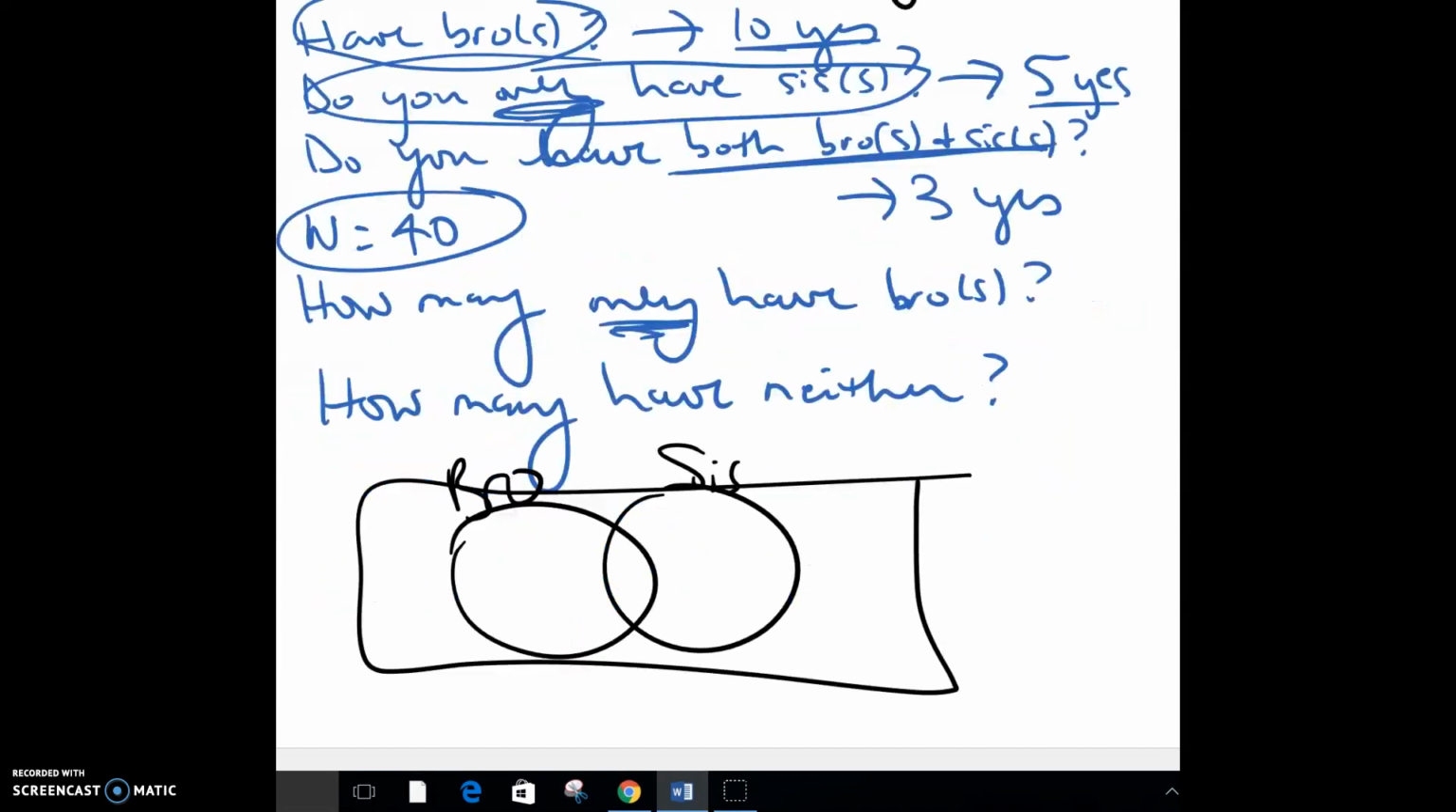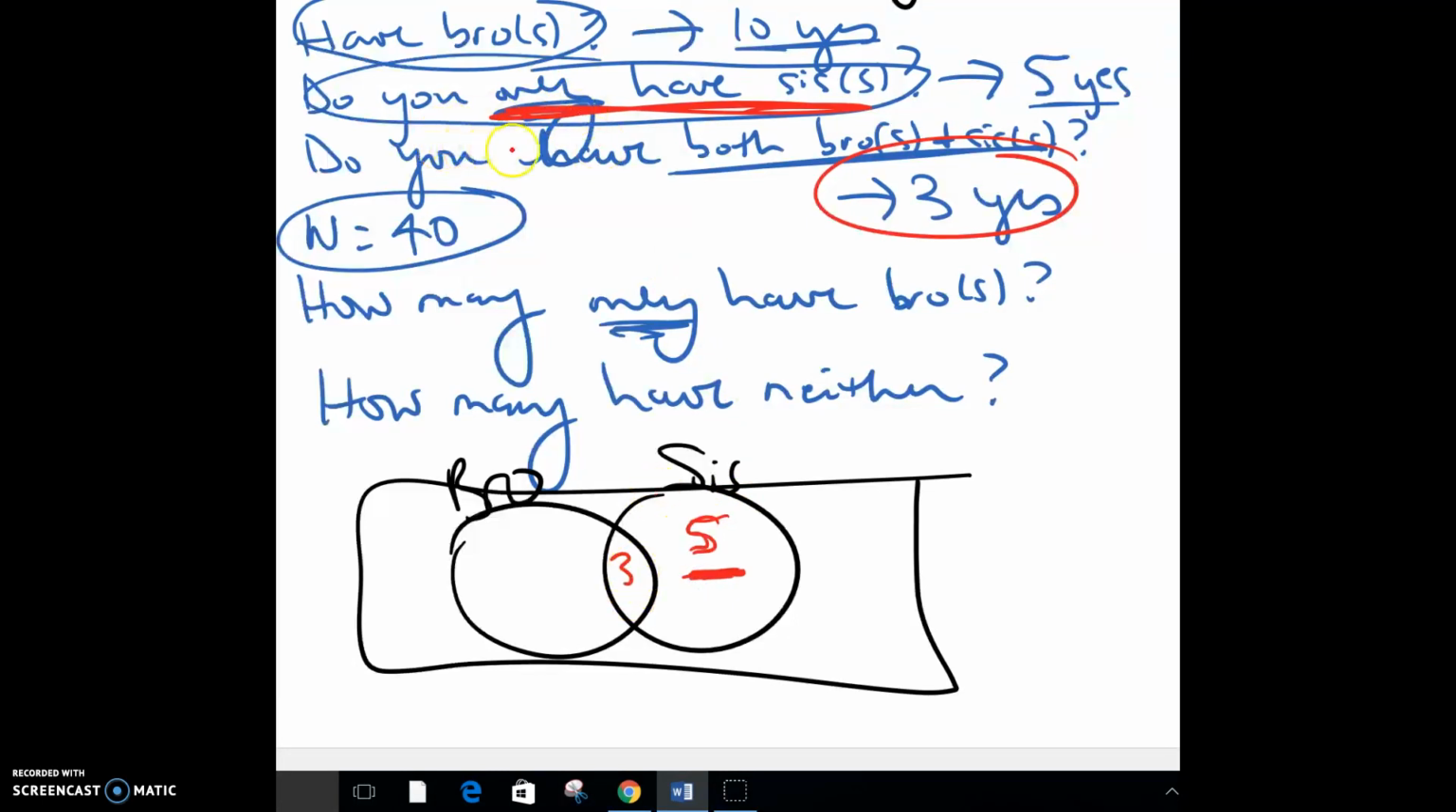Okay, so let's look at this one. So how many have both is 3. So I know that there. Do you only have sisters? So the people that only have sisters, they're not part of the both people. They are just the only have sisters people. If I said, do you have a sister, and it was 10 people, I'd have to subtract the 3 from the overlap. But I'm just saying, how many of you only have sisters? So the only sisters part are here. They don't overlap with the both.